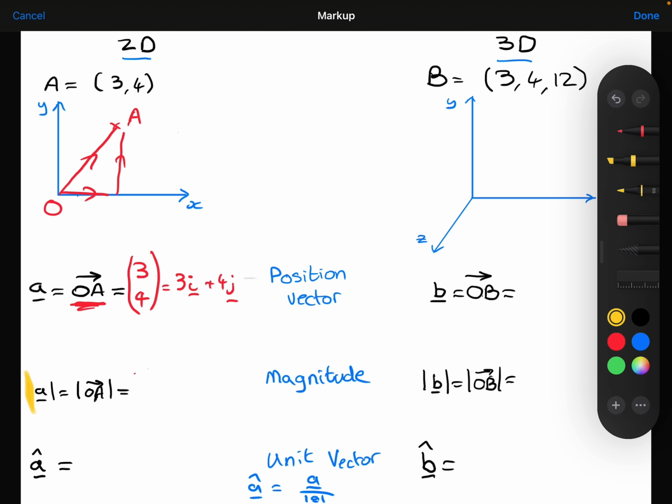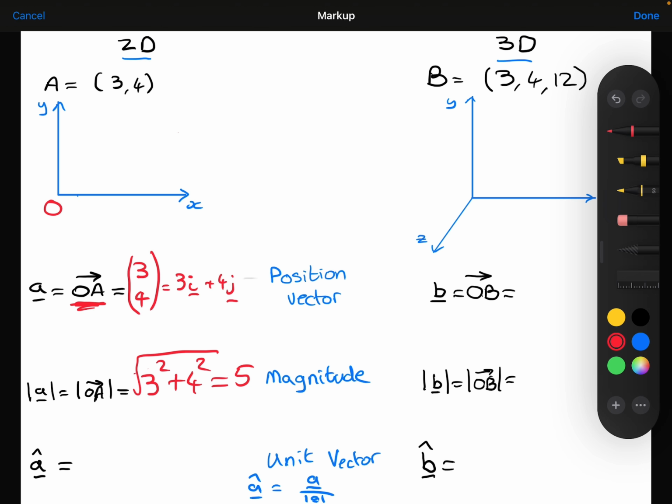Next, these vertical lines here, they represent the magnitude, which is the overall size of a vector. So how big is this vector? How long is the line from O to A? And I can work that out with a little bit of Pythagoras. 3 squared plus 4 squared, all square rooted, is 5. So that's how we can work out the magnitude of a vector.